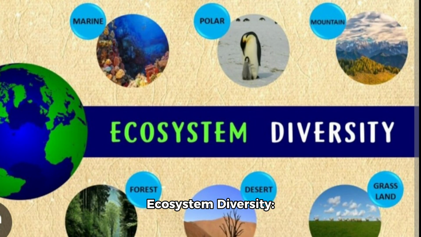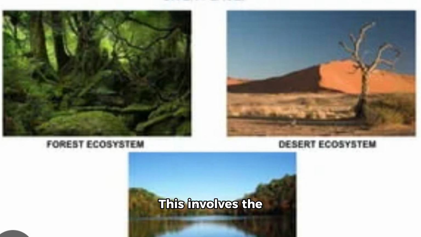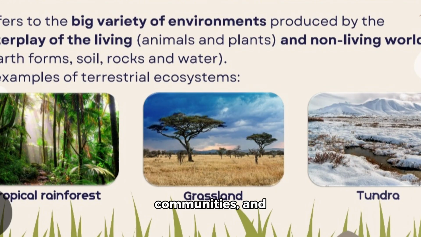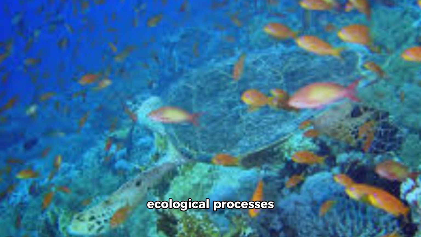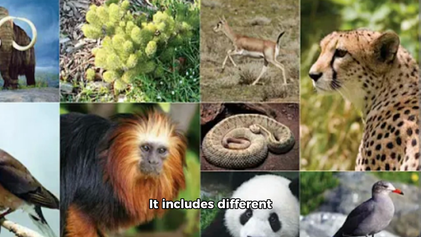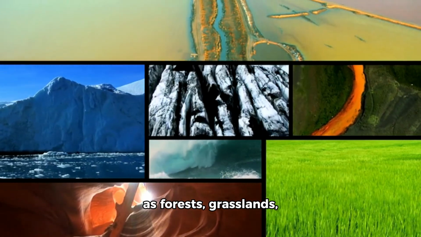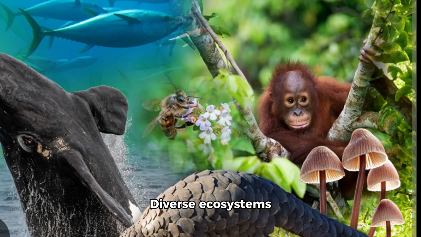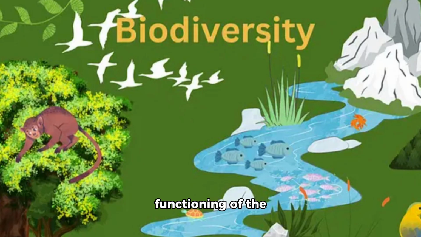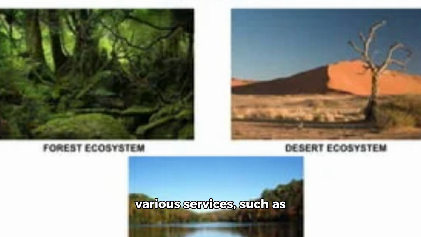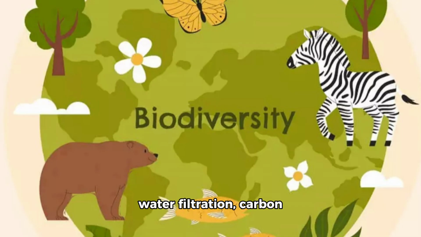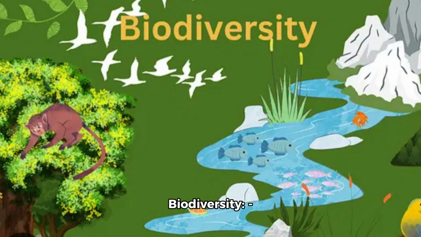3. Ecosystem diversity. This involves the variety of habitats, communities, and ecological processes within an area. It includes different types of ecosystems such as forests, grasslands, wetlands, and oceans. Diverse ecosystems contribute to the functioning of the biosphere and provide various services such as water filtration, carbon storage, and climate regulation.